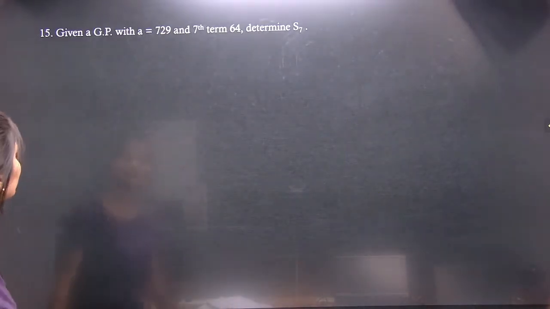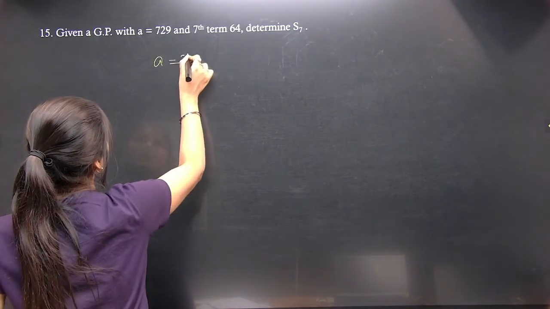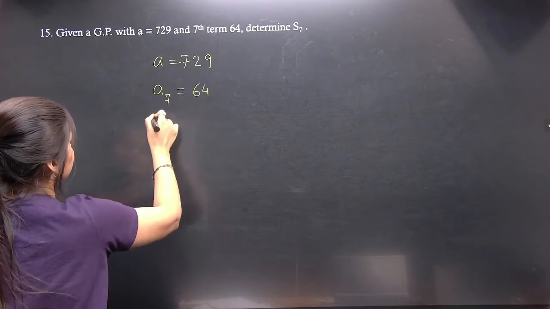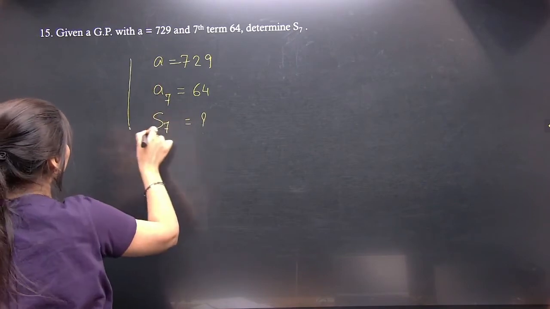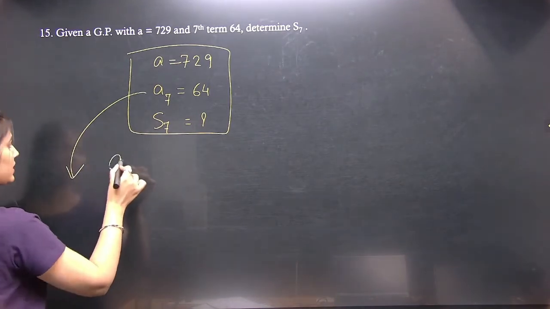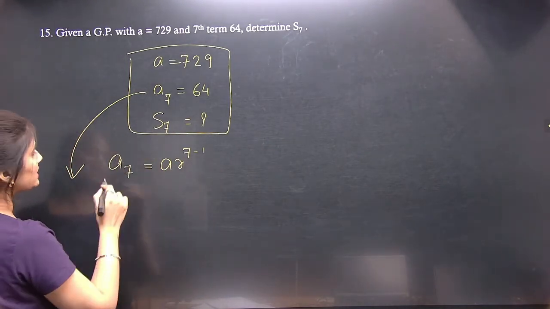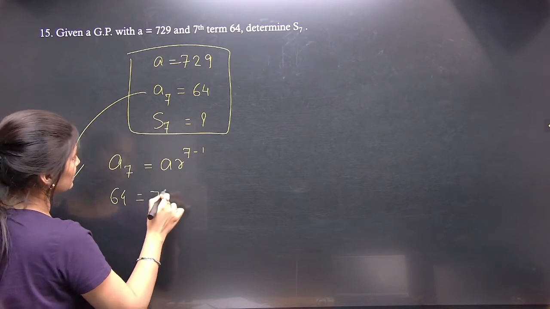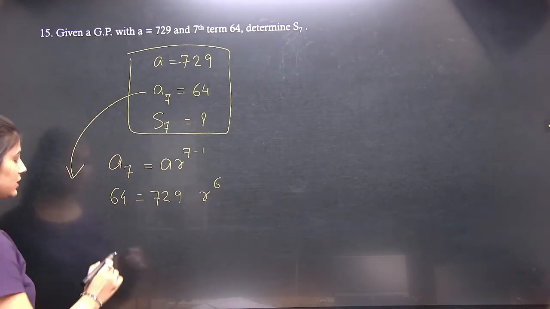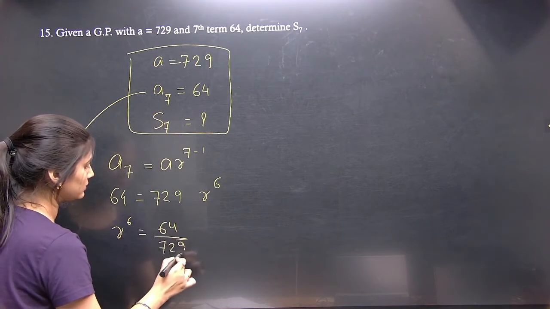The next question is question number 15. It says: given a GP with a equal to 729 and the 7th term is 64, determine S7. This is the complete data given in the question. Now we can apply the formula of the nth term. So a7 is equal to ar^(7 minus 1) according to the formula. Now a7 is 64, a is 729 and we don't know r, and it is to the power 6. Now, r to the power 6 is equal to 64 by 729.